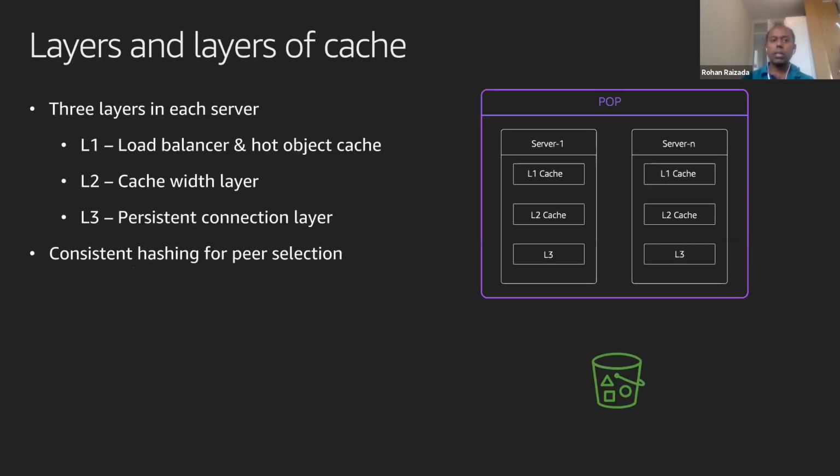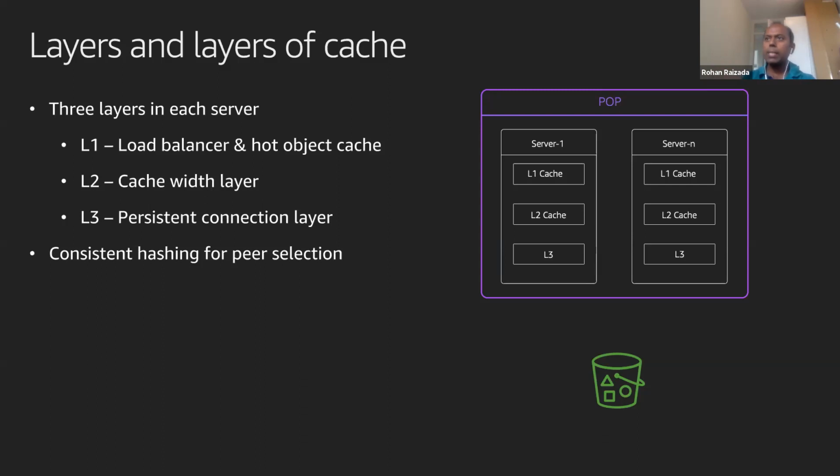Just to give you some idea of how CloudFront tackles caching, or what we cache and how we effectively utilize our cache space. What you see here in the diagram is the architecture of our edge location, our POPs. As you can see, there are a lot of servers, from server 1 to server n. Each of these servers has 3 different layers of proxies, and we call these layers L1, L2, and L3.